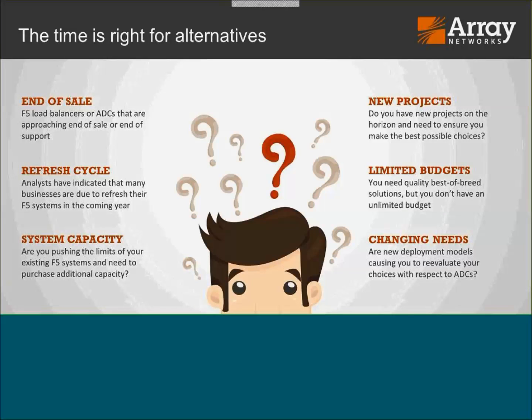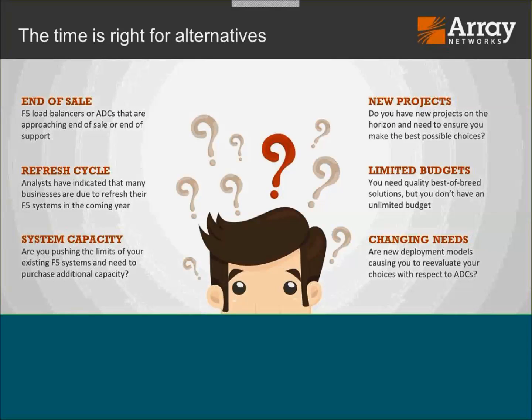So to summarize, and also to summarize the conversations we've been having with partners and customers: when is the time right for alternatives, or what might be a customer profile where now is the time to look at an alternative? There's the obvious one, end of sale. If you have F5 load balancers that have gone end of sale or are approaching end of sale or end of support, it's a natural break, a natural time to consider your alternatives. This is a perfect time to evaluate Array Networks solutions.